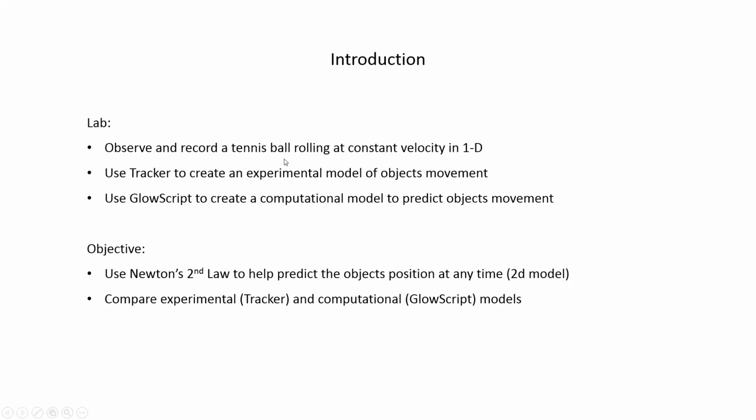In this lab, the objective is to use Newton's second law to help predict an object's position at any time. To do this, I observed and recorded a tennis ball rolling at constant velocity in one dimension. I then used Tracker on the video of the tennis ball rolling to create an experimental model of that object's movement. And then I plugged the data I got from the experimental model into GlowScript to create a computational model that allowed me to apply Newton's second law to predict the object's movement. At the end of the experiment, I compared both experimental and computational models.